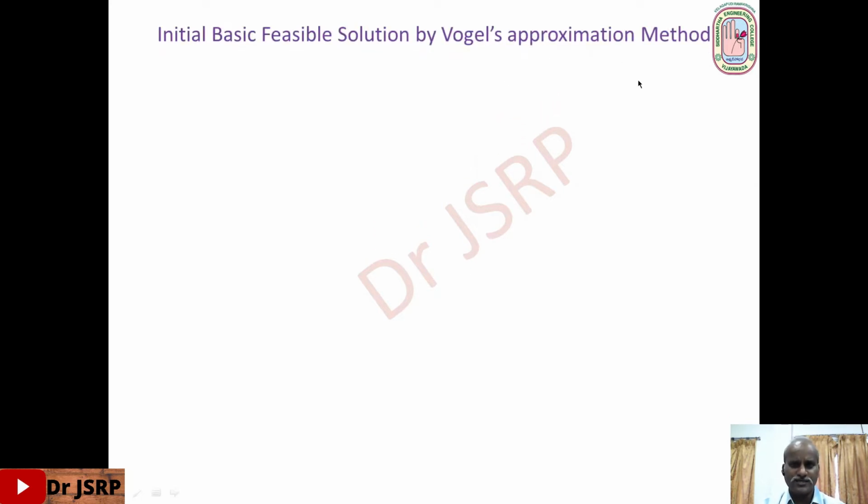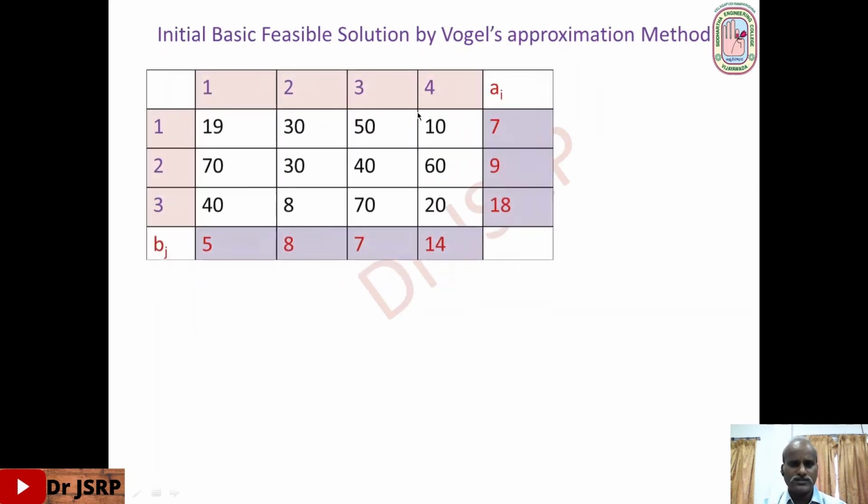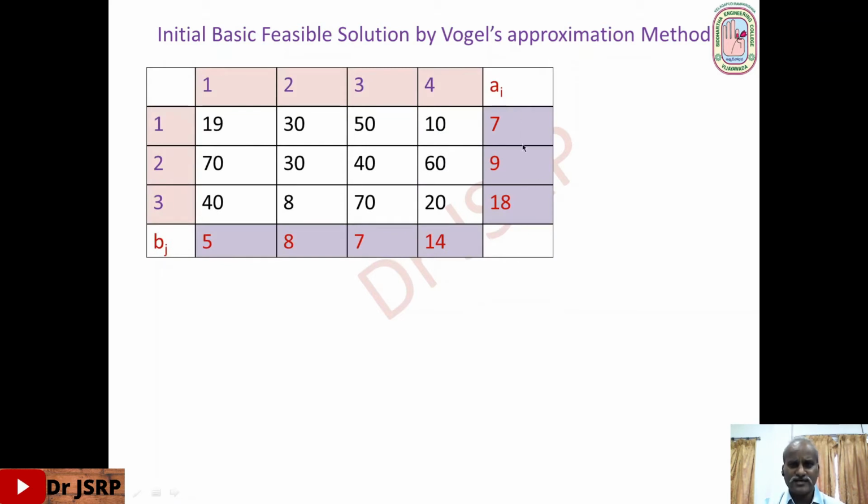Next we find the initial basic feasible solution by Vogel's approximation method. So consider the table. In the last column, take the available amounts at origins. In the last row, take the required amounts at destinations. To use Vogel's approximation method, first we find penalties for rows and penalties for columns. Okay. What is a penalty? For the first row, it is the difference of the smallest cost and the next smallest cost.